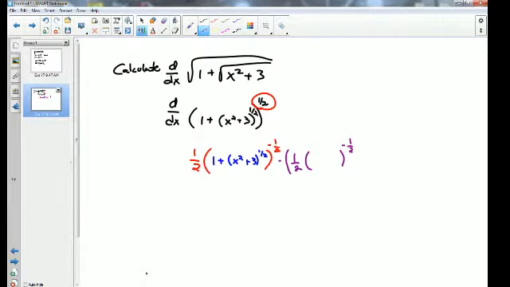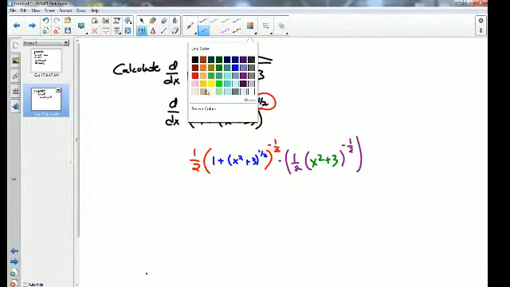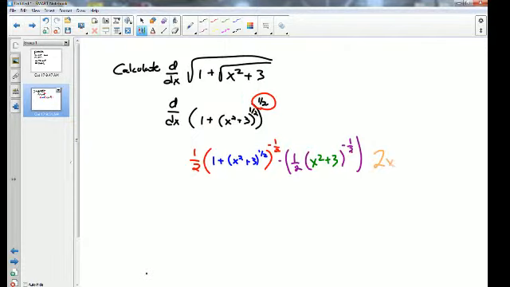So now you've got a new outside and inside. So do the outside, now copy the inside. You copy that part and multiply it again by the derivative of the inside. I'm running out of colors. 2x. So you have all of this teal multiplied by the derivatives, just at the end, 2x. Like I said, it's a multi-stepper, right?